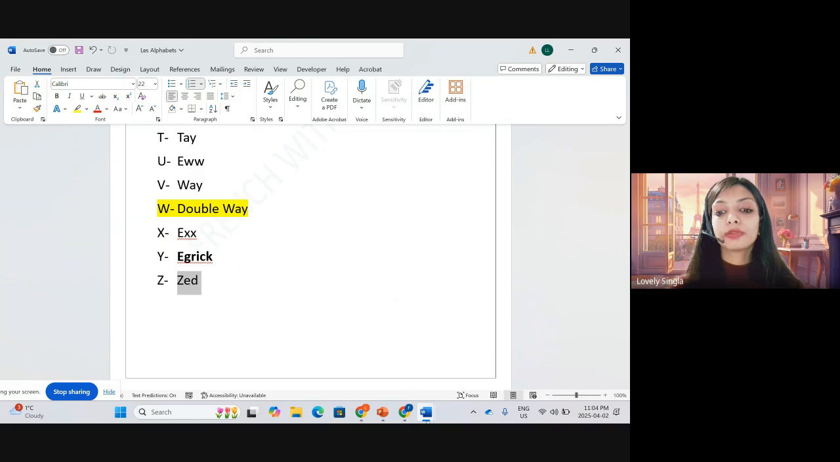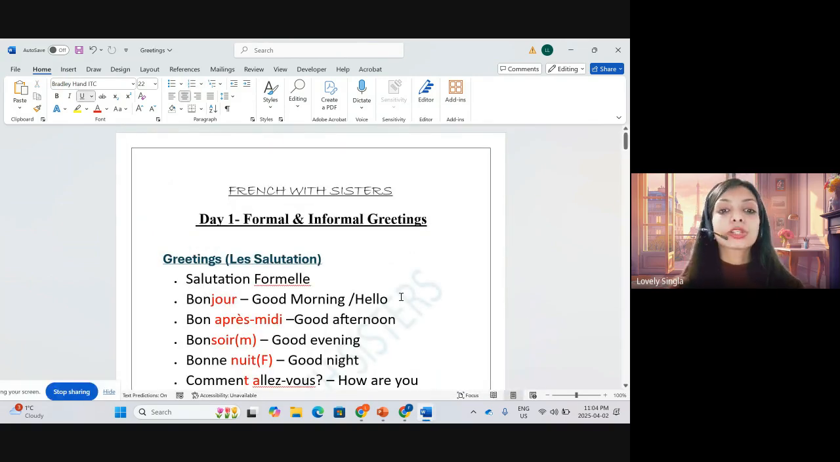Now, next topic we are going to cover is the greetings. So greetings, there are two ways of greeting someone. One is formal, the other one is informal. So how you can use formal and informal greetings in French, that's what we are going to do in this topic. Basically, there are two ways to greet someone, which is called les salutations, which is the greetings. Les means the and salutation means greetings. So the greetings in French is les salutations.